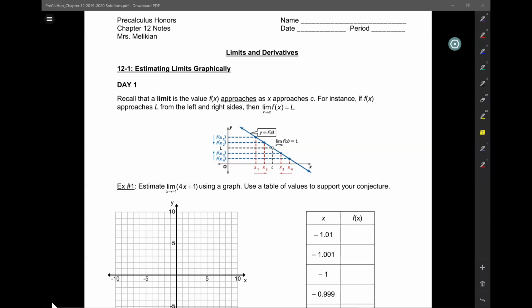We're going to be starting 12.1, day 1 today, and we're going to be talking about limits. Remember, we've talked about limits before, and we have said that the limit of a function is the value that a function approaches as x approaches a number, right? So for example, take a look at this function here, right?